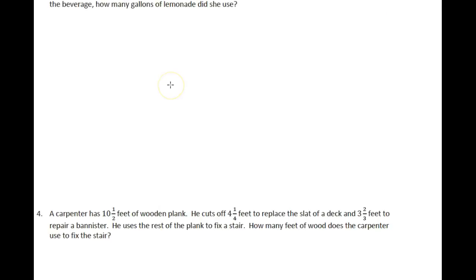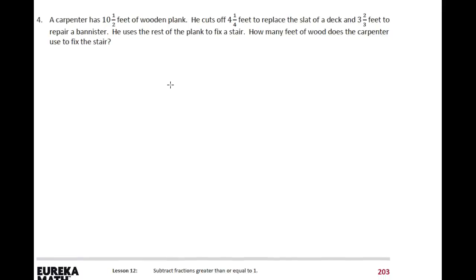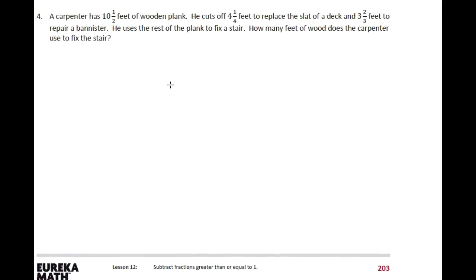We are going to be doing, in this case, number 4. So a carpenter has 10.5 feet of wooden plank. So let's make that wooden plank, shall we? Here is that wooden plank. And all together, it is 10.5 feet. And what are we taking away from that? We're cutting off 4.5 feet of it, and we're taking off 3 2/3 feet of it. So if we combine these, then we'll know how much we're taking away.